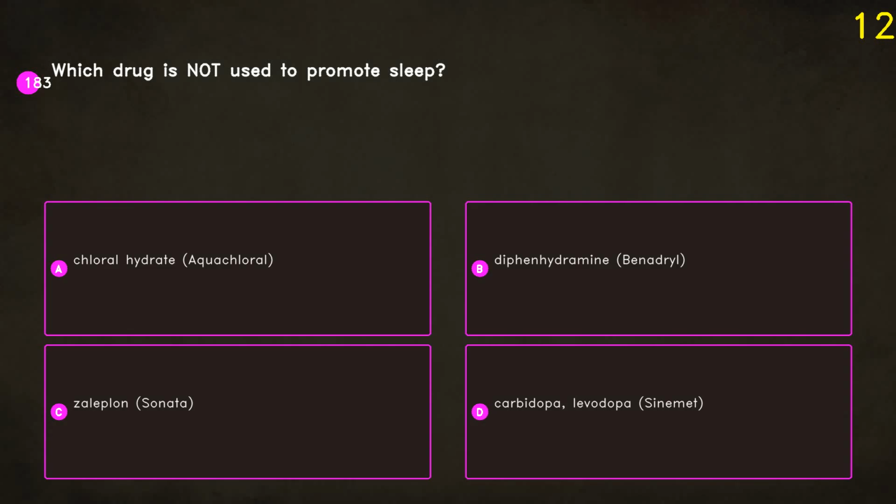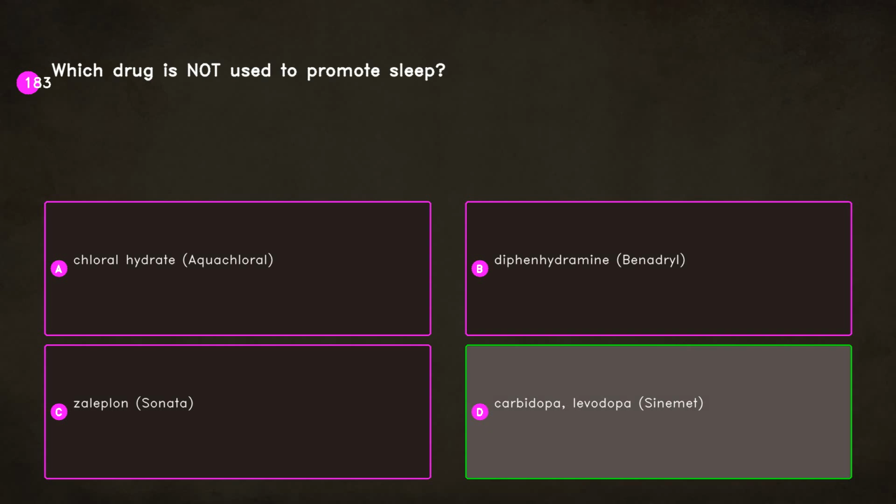Question 183. Which drug is not used to promote sleep? A. Chloral hydrate, Aquachloral, B. Diphenhydramine, Benadryl, C. Zaleplon, Sonata, D. Carbidopa, levodopa, Sinemet. The correct answer is carbidopa, levodopa, Sinemet.